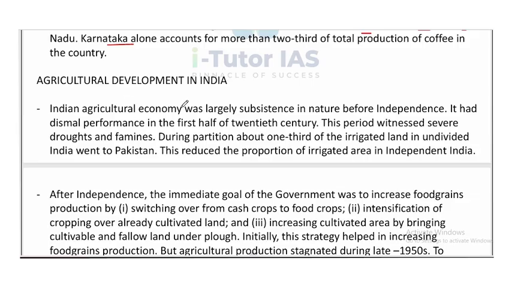Indian agriculture economy was largely subsistence in nature before independence. It had dismal performance in the first half of 20th century. This period witnessed severe droughts and famines. During partition, about one-third of the irrigated land in undivided India went to Pakistan. This reduced the proportion of irrigated areas in independent India.